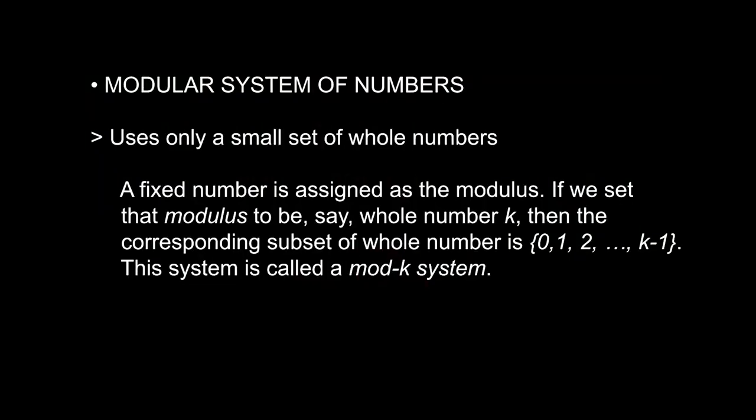A modular system of numbers would, in parallel, use only a small set of whole numbers. A fixed number is assigned as the modulus, and if we set that modulus to be, say, the whole number k, then the corresponding subset of whole numbers is 0, 1, 2, 3, up to k minus 1. That is, we stop at the whole number right before the modulus k. This system is called the mod k system.